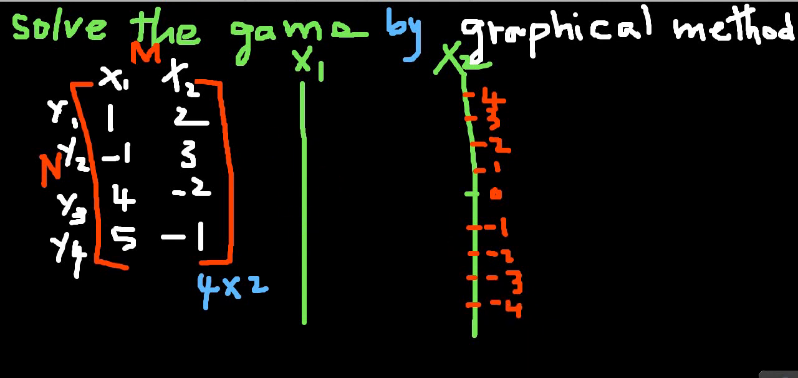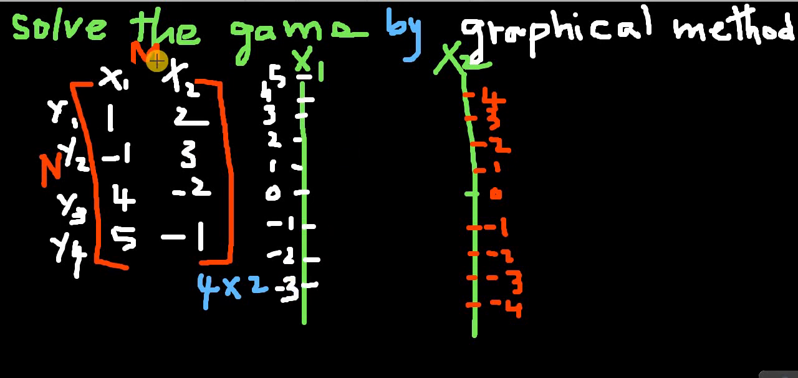Similarly, in this vertical line also, I am measuring this is 0, this is 1, this is 2, this is 3, and this is 4. The last one, 5, should come there because we have a 5 point also on the graph. This side is minus 1, this is minus 2, this is minus 3. I think that's enough for us.